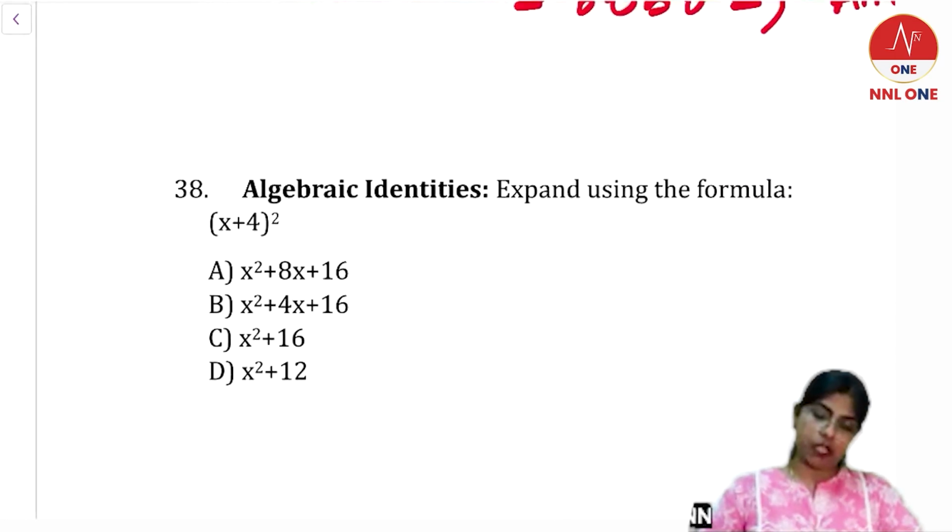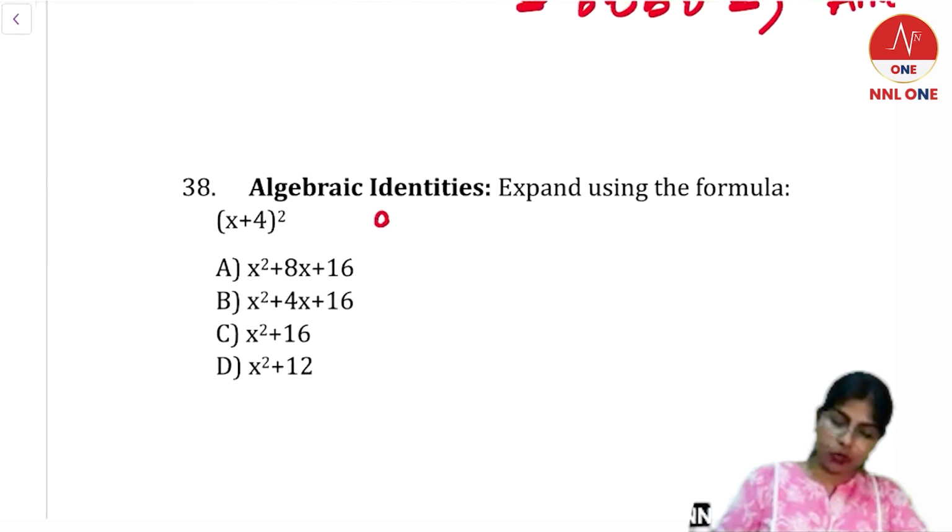Expand using the formula x plus 4 whole square. So what is the algebraic formula that is applicable to this sum? It is a plus b the whole square, right? What is the a plus b the whole square formula?